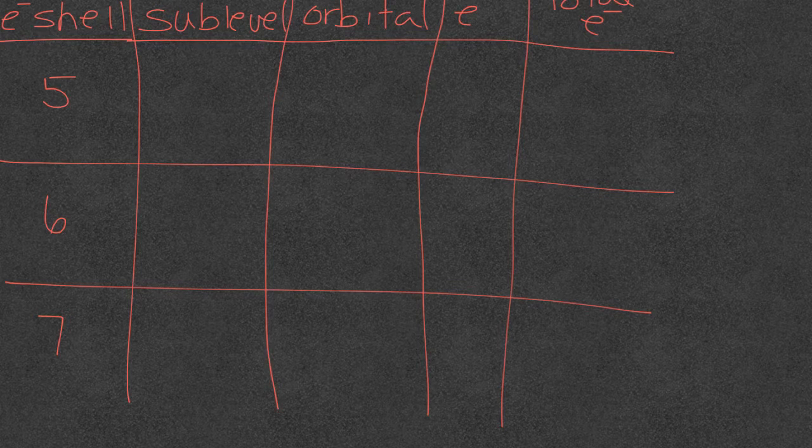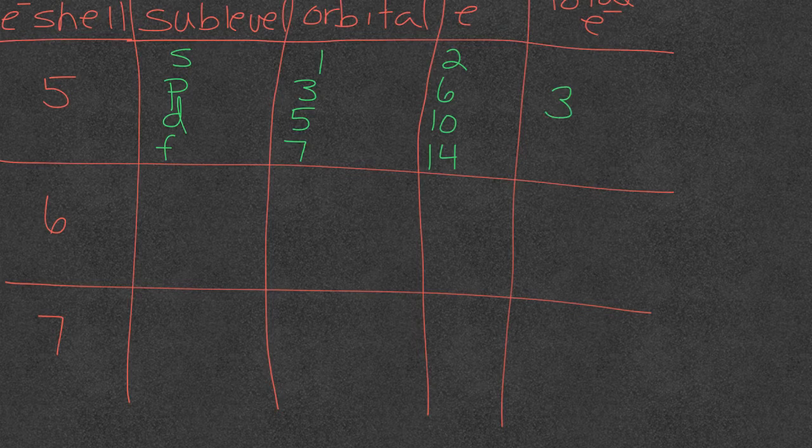All right, so if we continue our chart here, the 5th electron shell can also have S, P, D, and F. S has the 1 orbital, 2 electrons. P has 3 orbitals, 2 electrons in each, giving us 6. D, 5 orbitals, 2 electrons in each, giving us 10. F, 7 orbitals, 2 electrons in each, giving us 14. That totals 32 electrons that can go into the 5th electron shell. After the 5th, it starts decreasing.